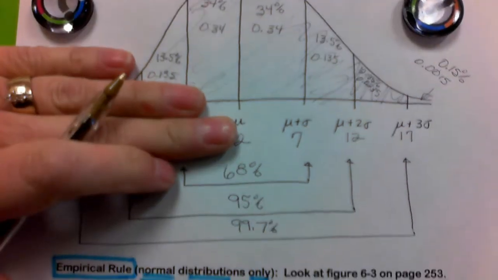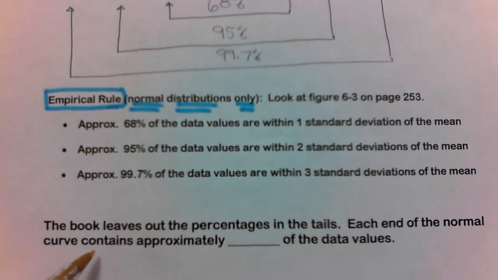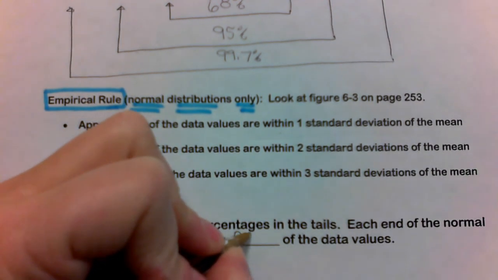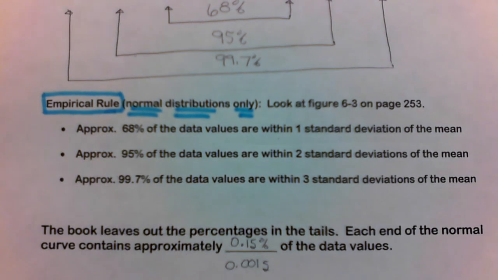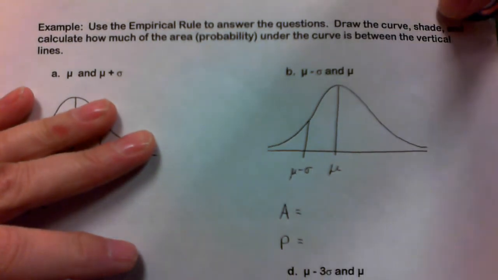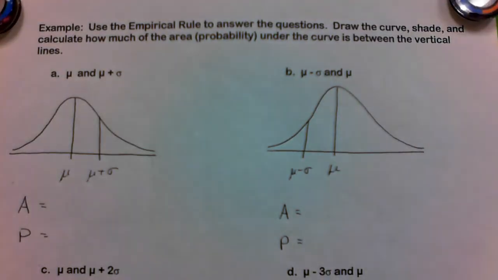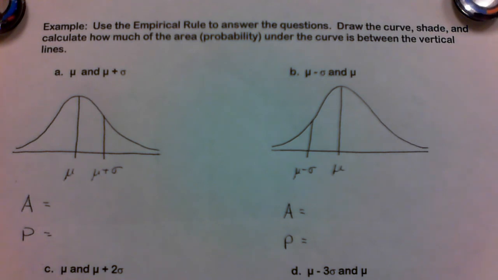Now, we've already talked about this, but at the very bottom of this, it says the book leaves out the percentages of the tails. Each end of the normal curve contains approximately, and we already talked about that, 0.15% or 0.0015 if you looked at it in decimal form. So do not forget about those because they will come into play when we actually do calculations. Before we start applying this information, I just want you to get familiar with drawing curves and finding the area or probability. And again, if it asks for area, give your answer as a percentage. If it asks for probability, give your answer as a decimal.